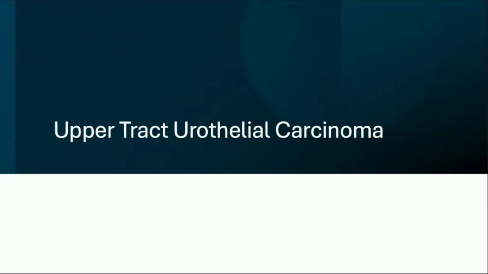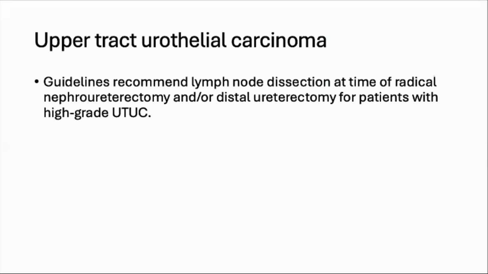In upper tract urothelial carcinoma, there is unfortunately a scarcity of well-designed prospective studies given the rarity of upper tract urothelial carcinoma. And so a lot of the lymph node dissection ideas and paradigms are extrapolated from the data on bladder cancer. Now, guidelines routinely recommend lymph node dissection at the time of radical nephroureterectomy and/or distal ureterectomy in patients with high-grade upper tract urothelial carcinoma.